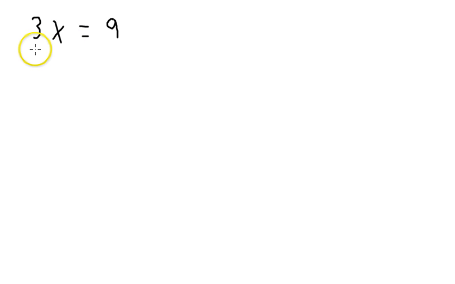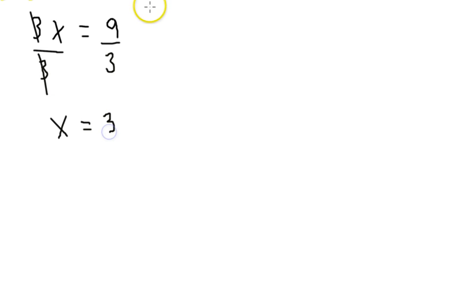Okay, so the next step is to reverse that operation. What we're doing is we're finding the inverse of that operation. So the inverse of that operation is division. So we're going to divide both sides by the same number. Why the same number? Well, on this side, it is going to cancel, and we divide on this side to keep the equation balanced. So that leaves us with x equals 9 over 3, which is 3.